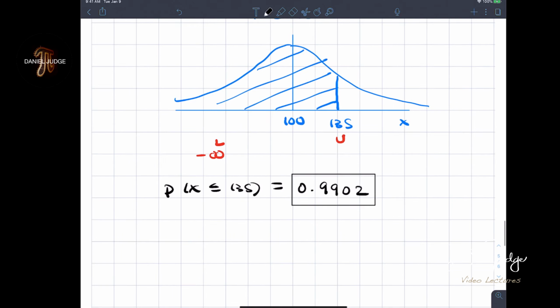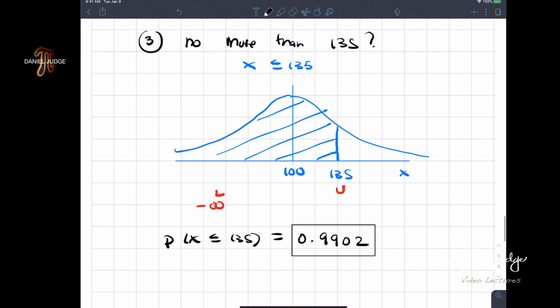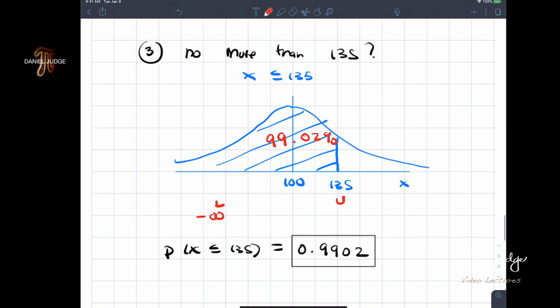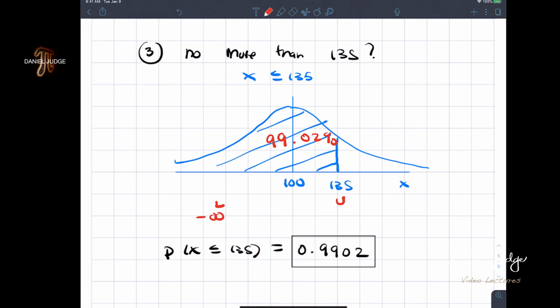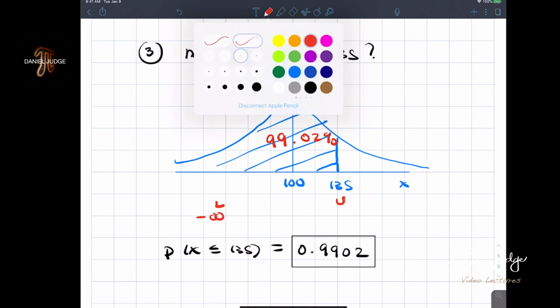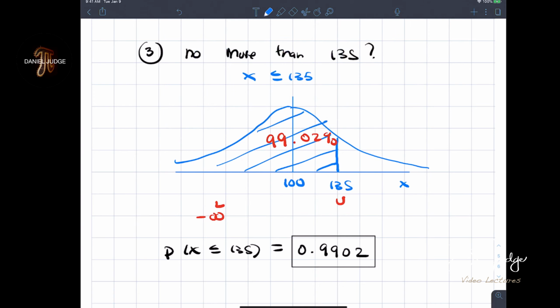However, that's probability. So as a percent, ladies and gentlemen, this is 99.02% of the population has an IQ score that's under 135. That's according to the TI. And then for myself, when we use the table, we can compare that value. So let's now use tables, but I just used the TI here.